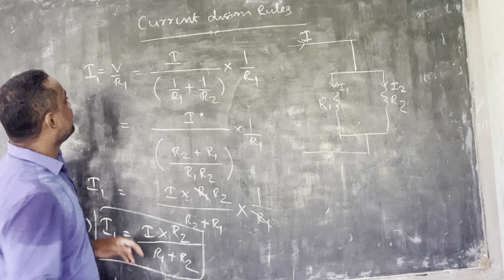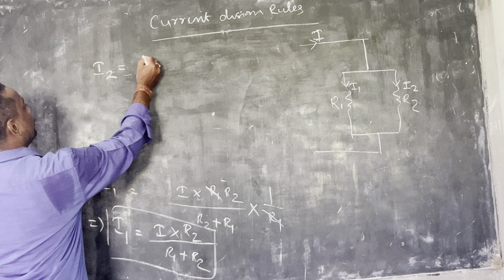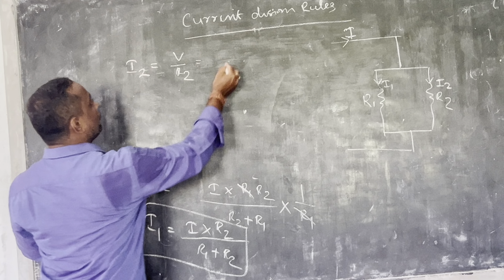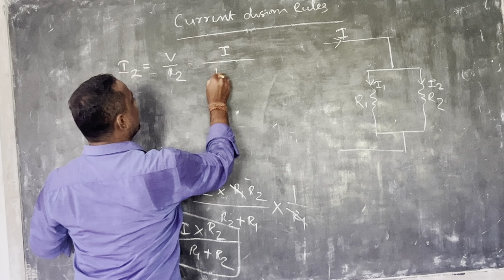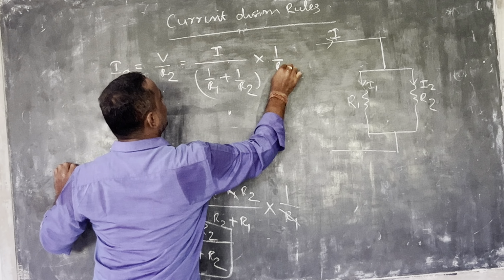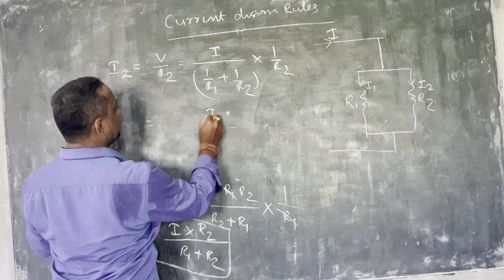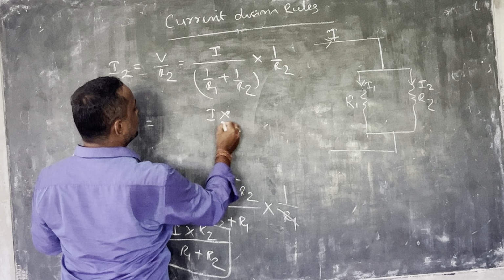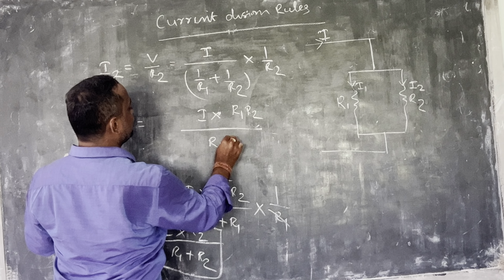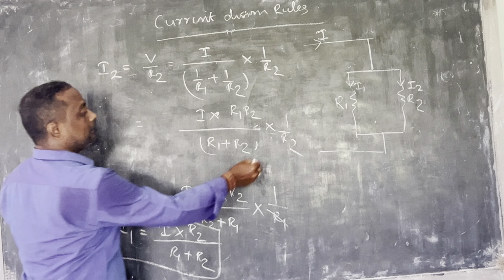Similarly, find I2. I2 equals, according to Ohm's law, V by R2. Put the value of V, that is the total current divided by 1 by R1 plus 1 by R2, multiplied by 1 by R2. Clear? Again, total current into R1 into R2 divided by R1 plus R2, multiplied by 1 by R2. Here R2 cancels.